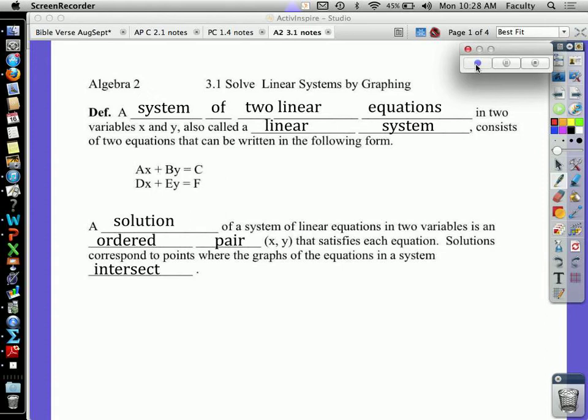A system of two linear equations in two variables x and y, also called a linear system, consists of two equations that can be written in the following form: ax plus by equals c, dx plus ey equals f. A solution of a system of linear equations in two variables is an ordered pair, x comma y, that satisfies each equation. Solutions correspond to points where the graphs of the equations in a system intersect.